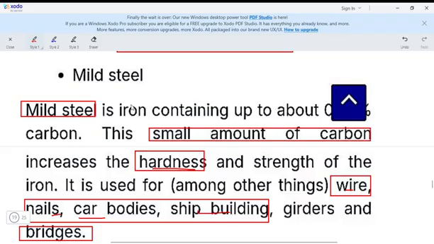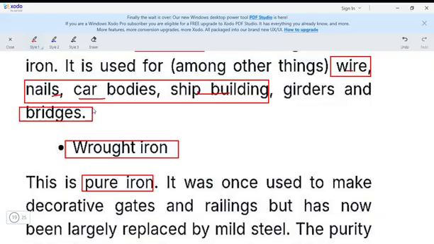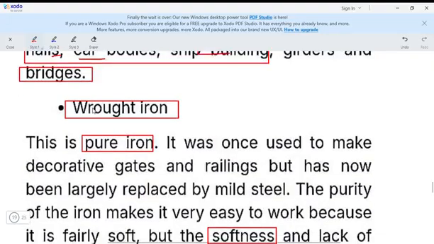Just like when you say a mild punishment, that means little punishment. The same with mild steel, very low carbon is there. So you can use it to construct ship building, car bodies, etc.